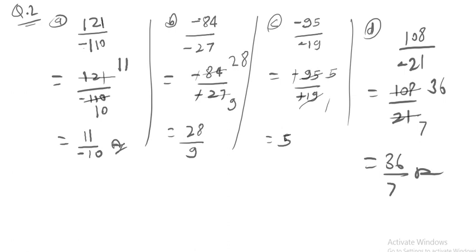Now come to question number 3. Question number 3 is: write 3 equivalent rational numbers for each of the following. So I am going to write here the equivalent rational numbers for A, that is minus 4 by 7, right? So how can we write equivalent rational numbers? Solution: this is equal to minus 4 by 7.